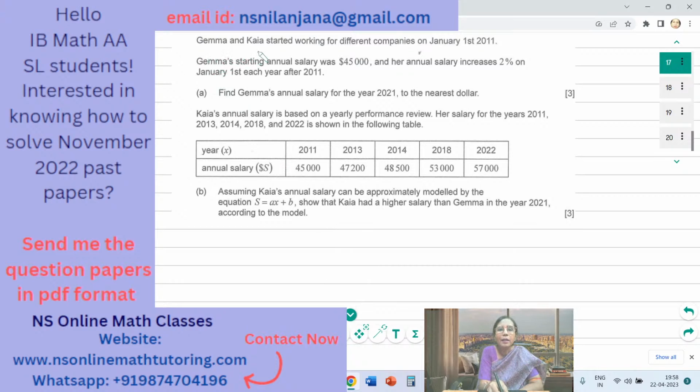It is saying Gemma and Kaya started working for different companies on January 1st, 2011. Gemma's starting annual salary was $45,000 and her annual salary increases 2% on January 1st each year after 2011. The first subpart says, find Gemma's annual salary for the year 2021, 10 years after, to the nearest dollar.